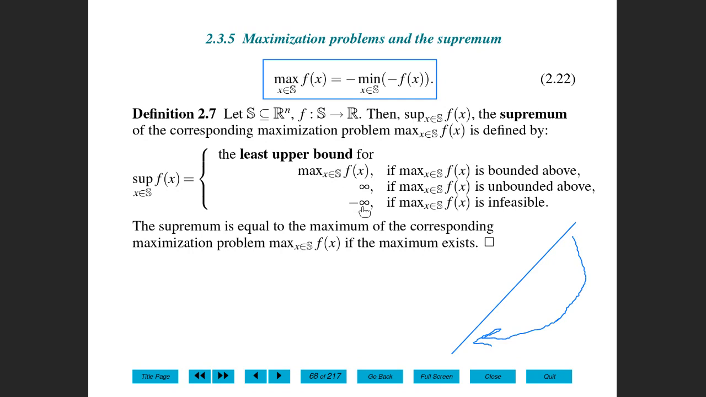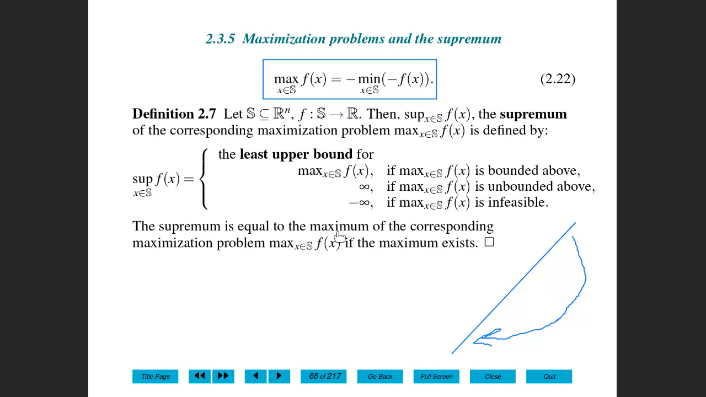So just to keep things in perspective, we are using plus infinity here, and we have to use, I mean, just a different thing, so we use minus infinity, right? So the supremum is equal to the maximum of the maximization problem, if the maximum exists. If there is a maximum, then the supremum will be equal to the maximum.